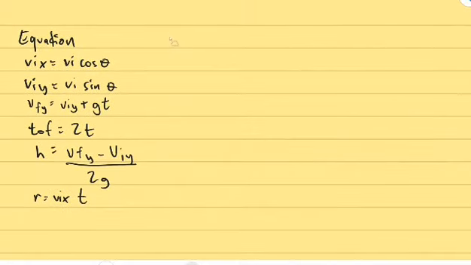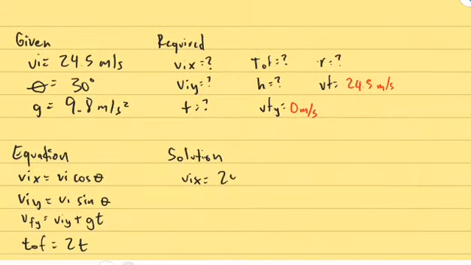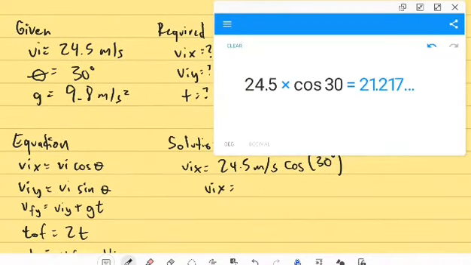Okay, so for solution, let's start with VIX. VIX is equal to, what's the VI? 24.5 meters per second cosine angle is 30 degrees. So, isolve lang natin. So, 21.2.